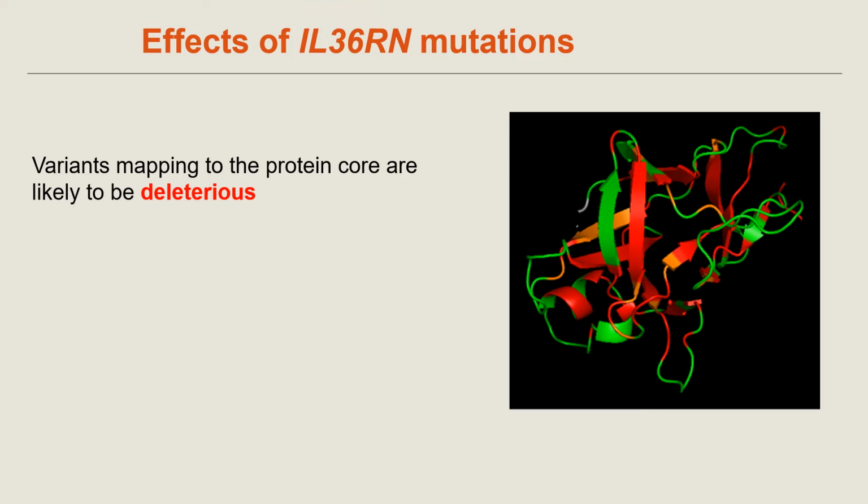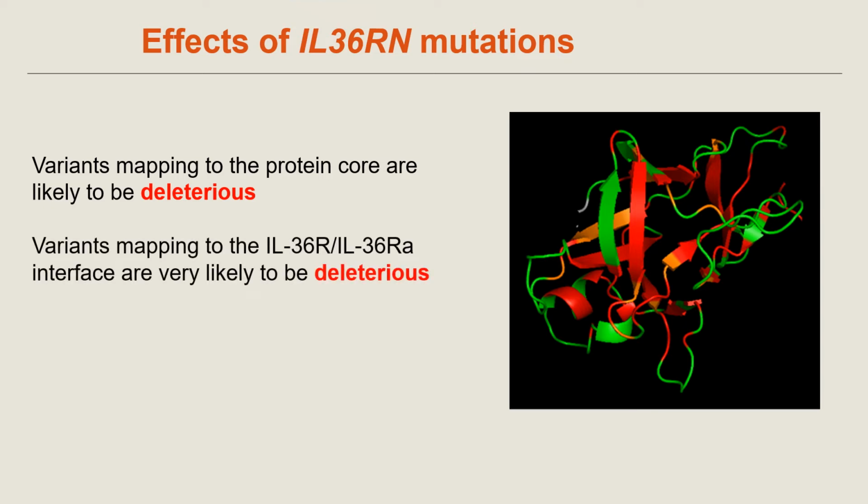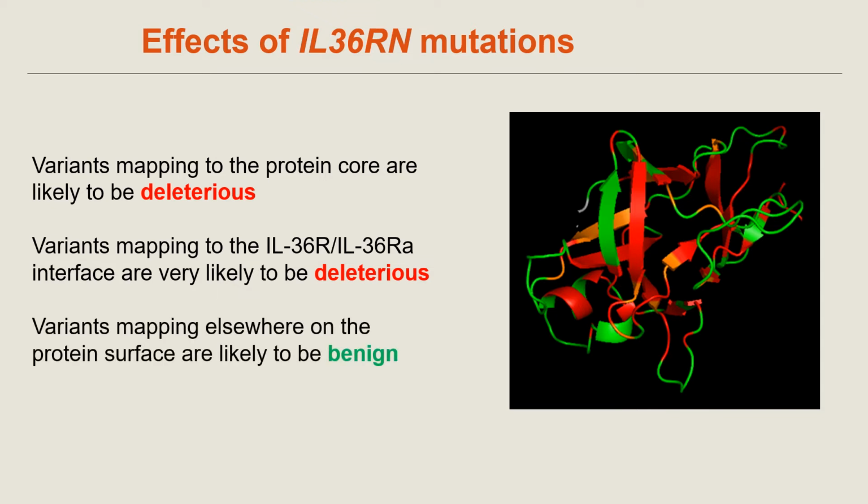Then the variants that map to the interface between IL36RA and the IL36 receptor also tend to be deleterious because, of course, they disrupt the binding of the ligand to its receptor. Finally, the variants that map on the surface of the protein are a lot more likely to be benign.